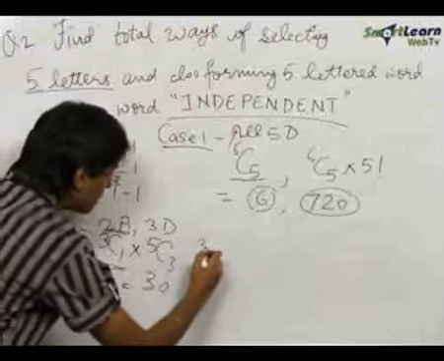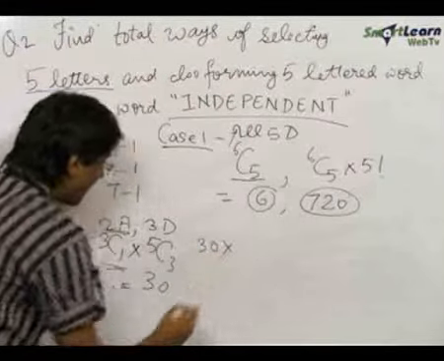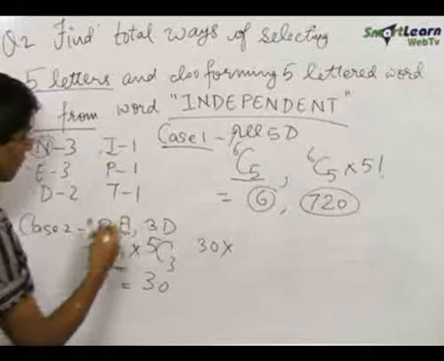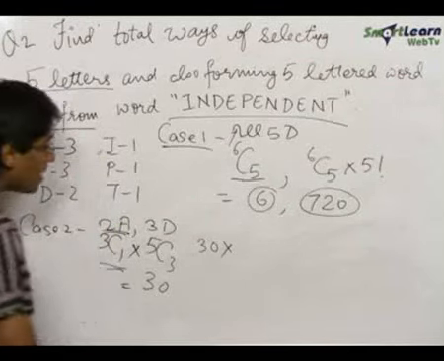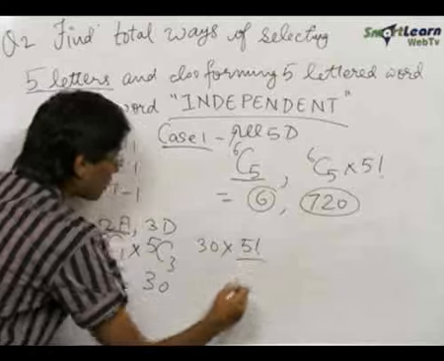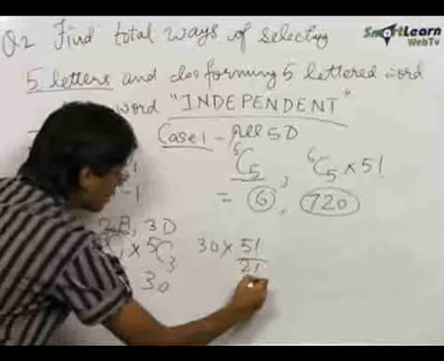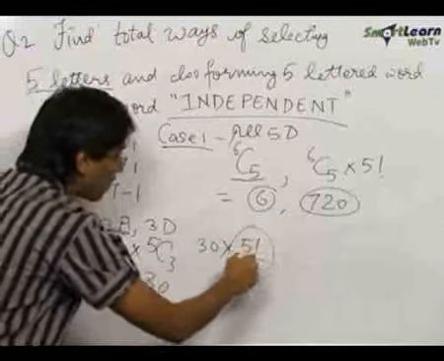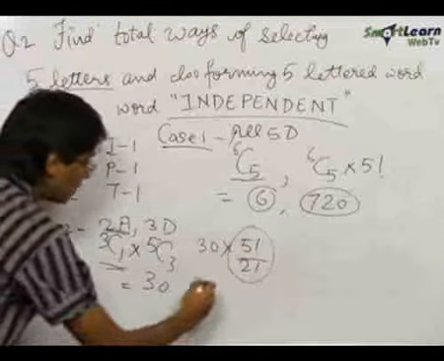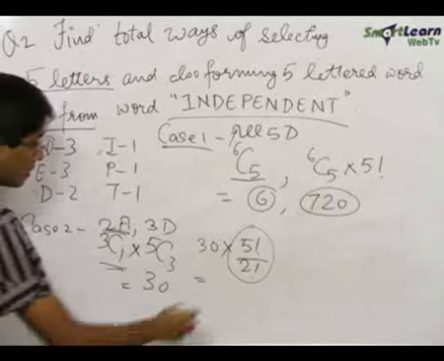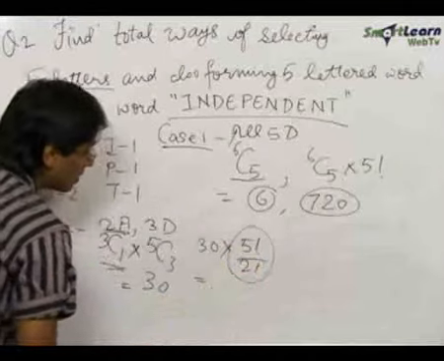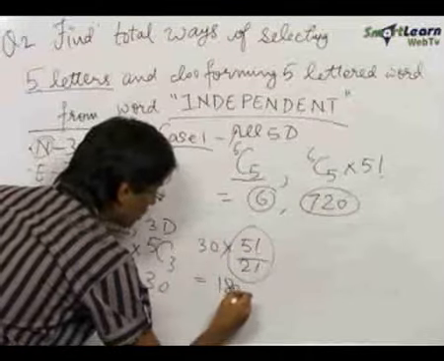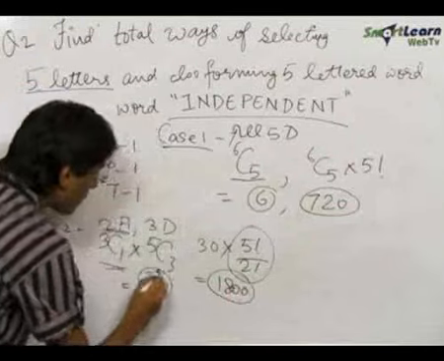formed are, rather 30 into, now these 5 alphabets need to be arranged and they can be arranged in 5 factorial upon 2 factorial ways. Since 2 alphabets are alike, so total ways of arranging are 30 into 5 factorial upon 2 factorial. So total number of words formed are, this is 120 divided by 2, that is 60 into 30, 1800. We'll also remember this.